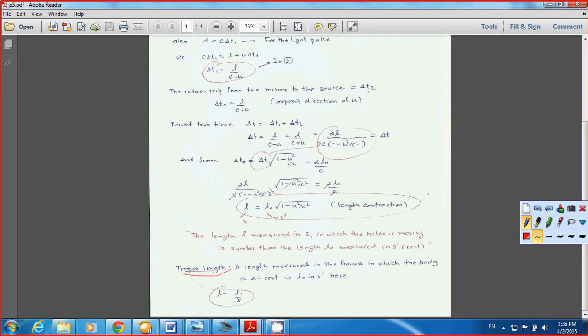So that's why I define this, and it is very important, because when you want to relate L and L0, you need to know which one is the proper length, or the number that is given. Let's say from problems, to plug it in, because if you plug in the wrong number, you get the wrong answer.